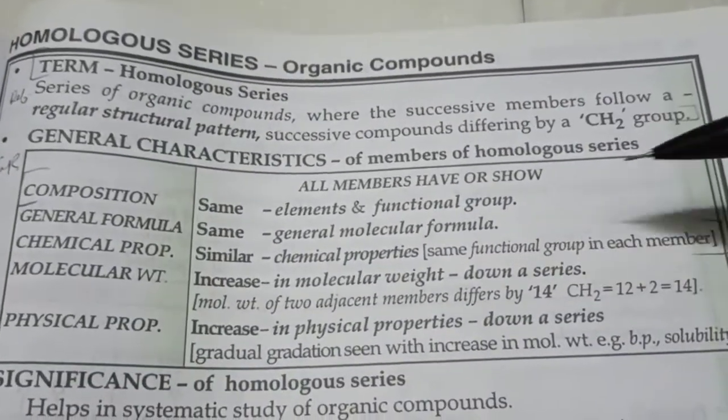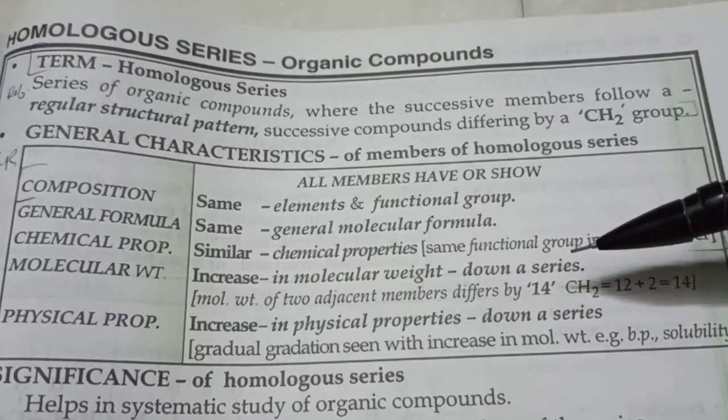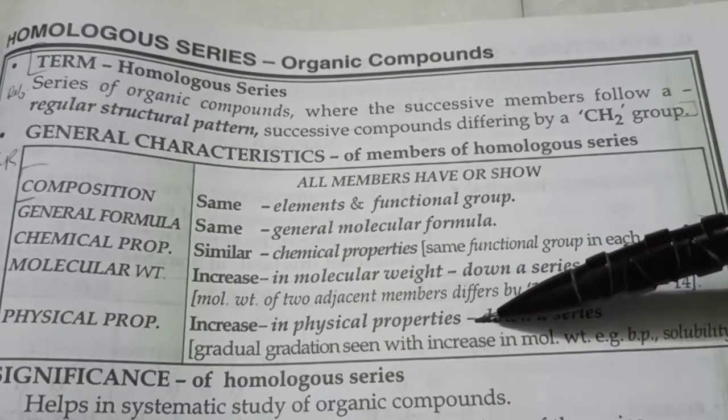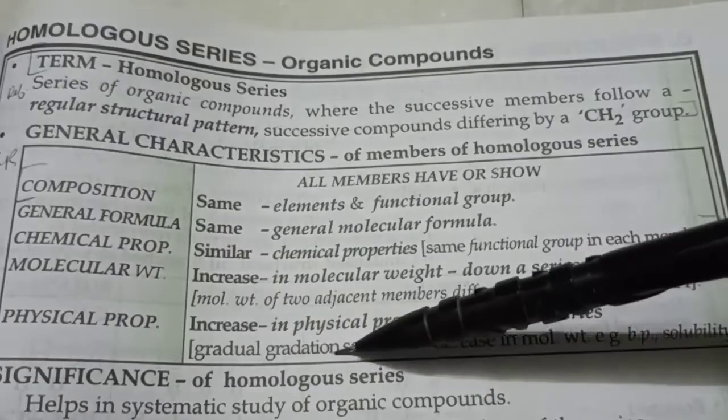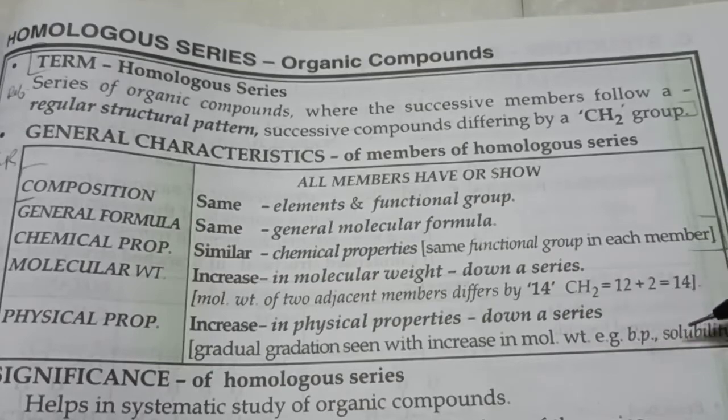Chemical properties are all same because they have the same functional group. Molecular weight differs by 14 as you go down a series because CH2 is 14. And physical properties also show gradual gradation. As the molecular weight increases, the boiling point and solubility also change.